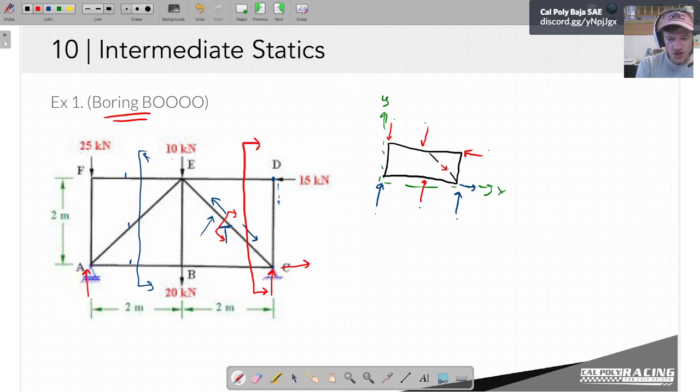So we can't just cut through our one member that we want. We have to cut all the way through the body so that we essentially free it from whatever happens on this side. And remember, we're freeing it from one half of our cut, and we're replacing it with equivalent forces that behave the same way.